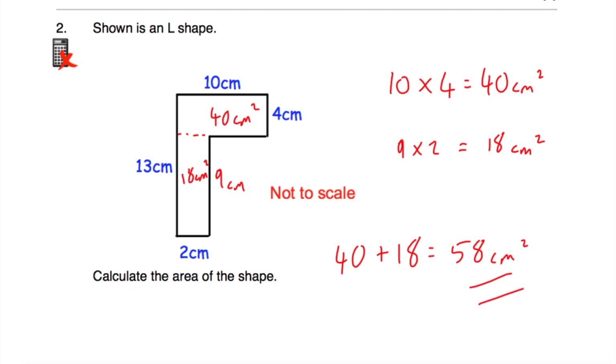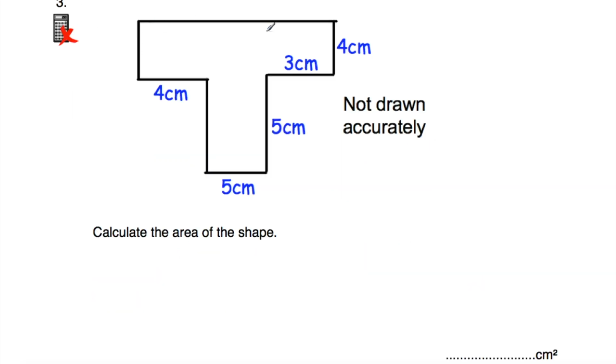Okay, let's look at our next question, question number 3. So question number 3, we've got this compound shape. It looks like a T shape, capital T, and we've been asked to find the area of this shape. So in terms of this shape, what I'm going to do is cut it across here horizontally. So we've now got a rectangle on the top and a rectangle beneath, where actually this is a square beneath because it's 5 by 5. And we're going to find the area of each of these.